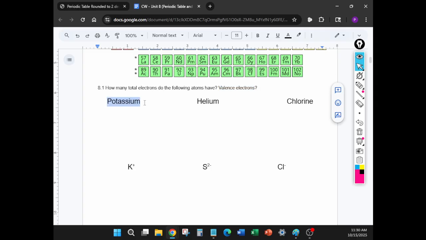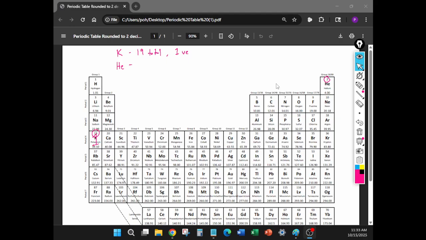So how many total electrons does potassium have? How many valence does it have? And just do it for all 6 of these. We'll go over it, and then we'll move on to the new stuff. So that means that it's going to have 2 total, because the atomic number is 2, and it is box number 2 in its row, so it's going to have 2 valence electrons.